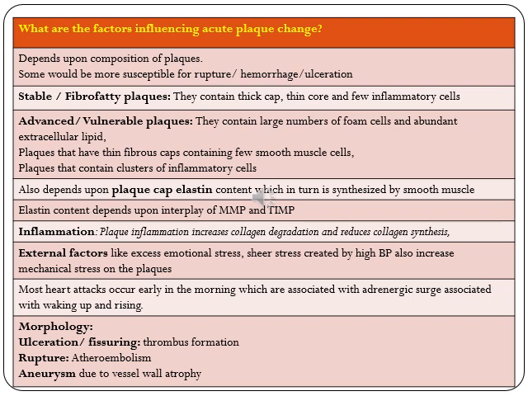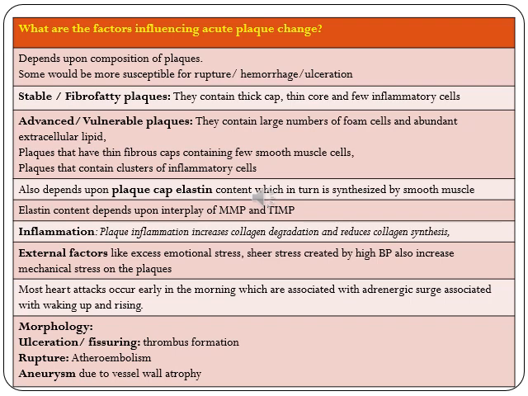and these matrix metalloproteinases, in turn, are synthesized by inflammatory cells. So the plaques which have more inflammatory cells will have more matrix metalloproteinases, and therefore there will be more degradation of collagen, leading to weakening of the plaque, which will lead to a vulnerable plaque. In comparison, if there are more tissue inhibitors of matrix metalloproteinases, which are synthesized by endothelial cells and smooth muscle cells, then the plaques will be relatively stable.